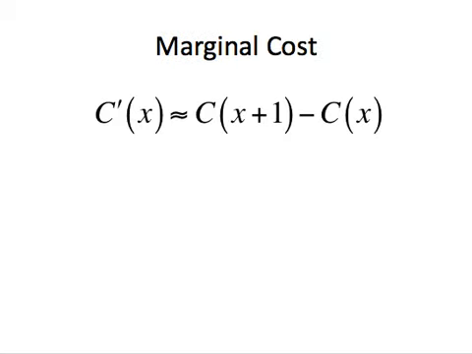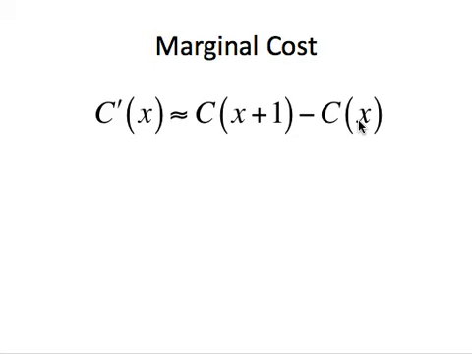Here's our basic idea, and this works for cost, revenue, or profit: the derivative of that function is approximately the difference in cost of the x plus first element and the xth element. So what is the additional cost you need to incur to make one more item? That's in essence what the marginal cost represents. And again, same thing for revenue or for profit.